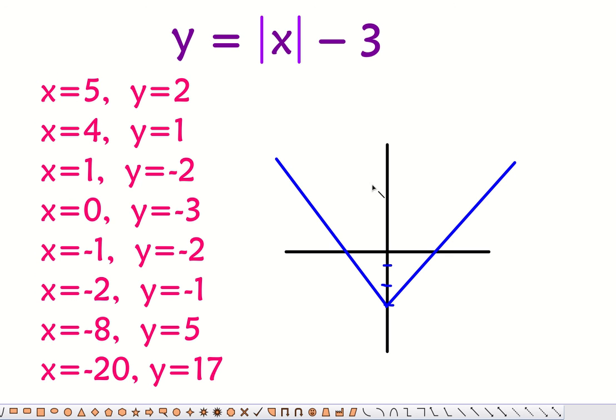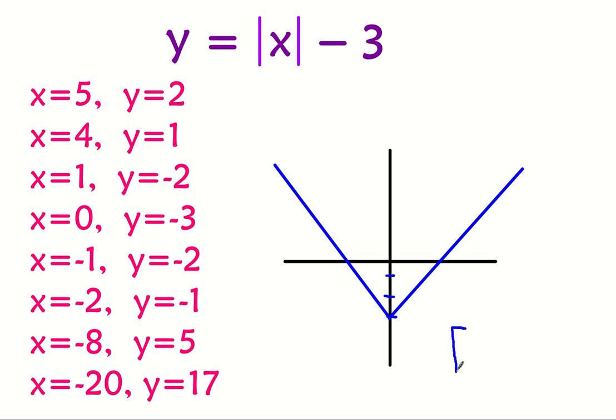So you can kind of see how the range only goes as low as -3, but it goes up forever. So in other words, from -3 to infinity. This would be the range. From -3 to infinity. Okay.